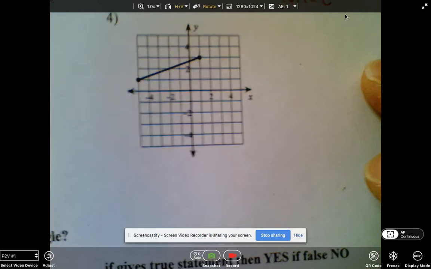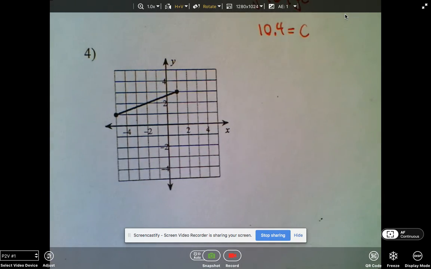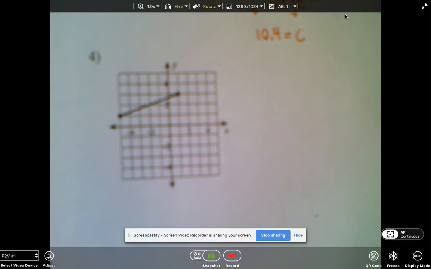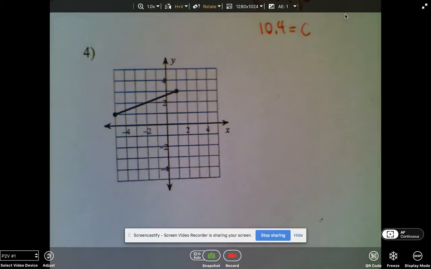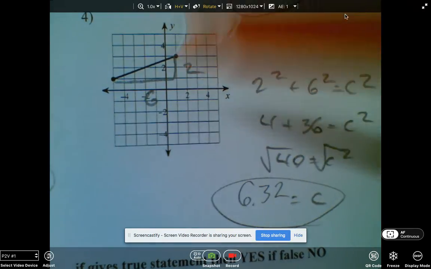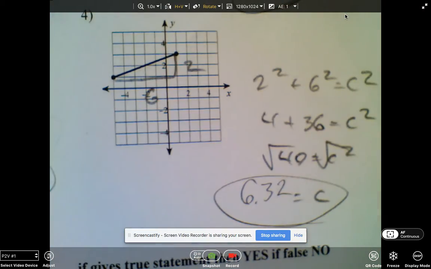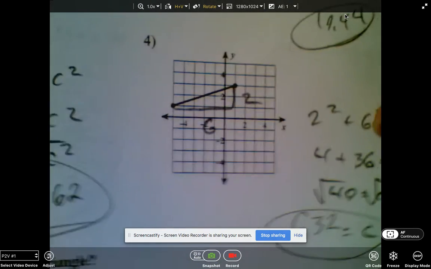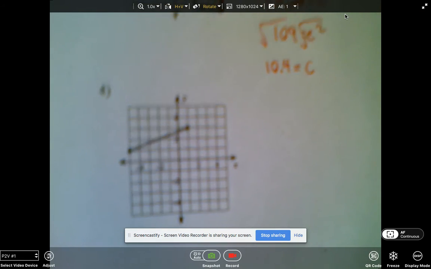Moving on to number 4, I'm going to pause the video and either by yourself or with a friend, can you find the length there? Great. So someone raise your hand and tell me what you get for number 4. Yeah, I get the same thing, 6.32. So I did this 6 by 2. So it was 40 equals C squared. I got 6.3. All right. So that's not too bad, again, because these are all missing hypotenuse questions.